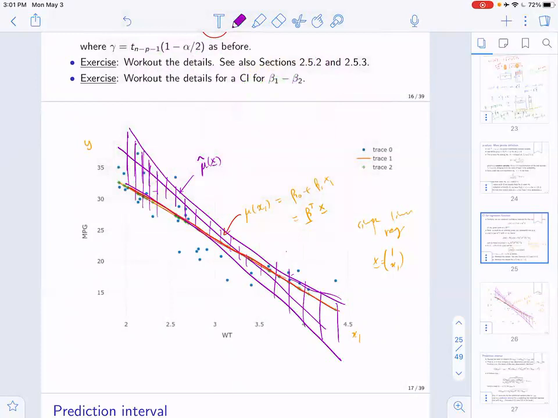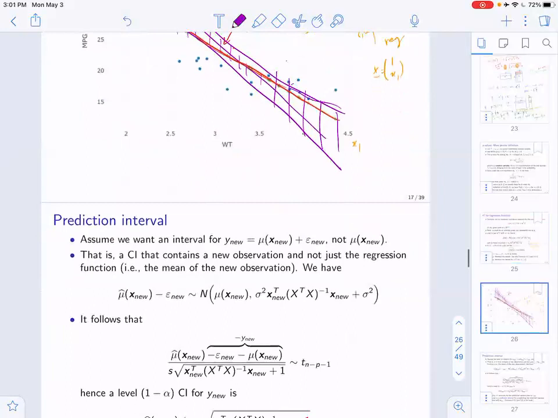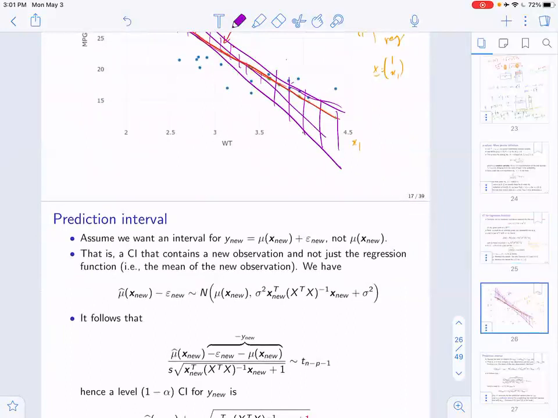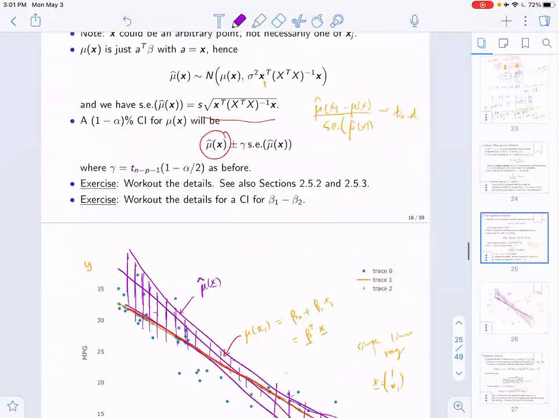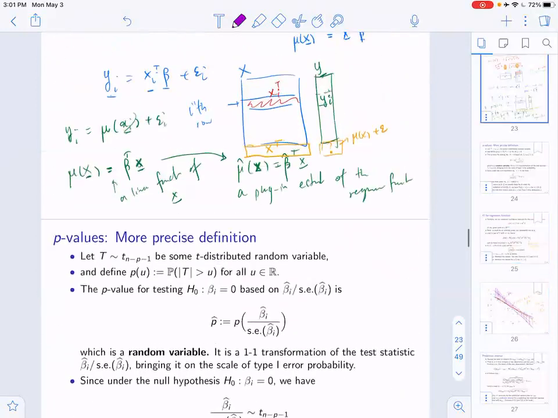So not all the time, but every time you repeat the experiment, you'd have one of these envelopes. And 95% of the time, this envelope contains the regression line. So that's the meaning of the confidence intervals for the regression function. And then there is a prediction interval, which is trying to estimate this new value, like trying to build a confidence interval for this new value, not just the mean, but the entire thing.